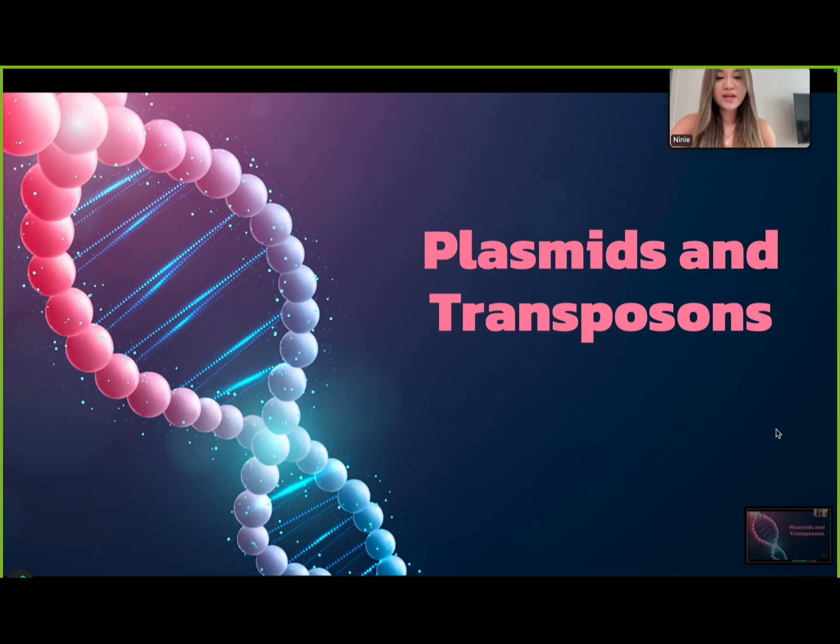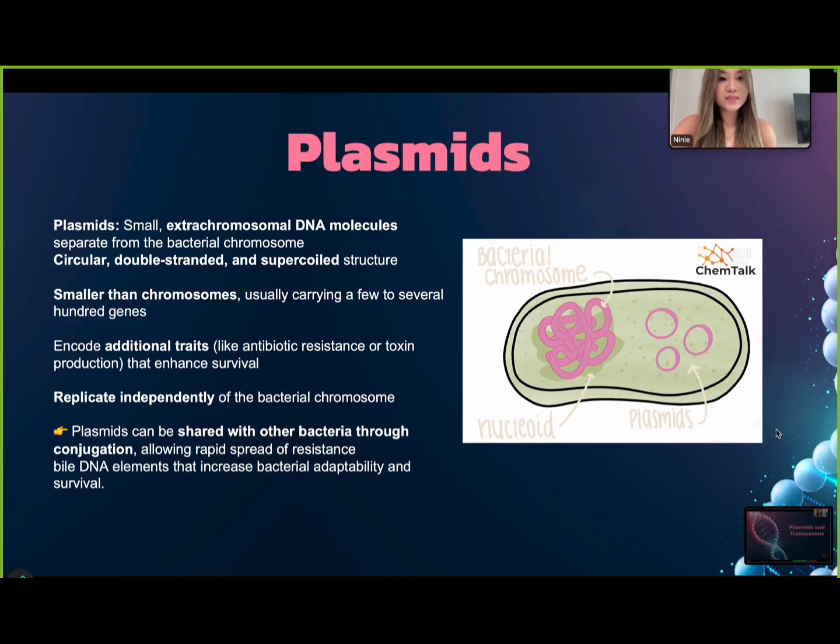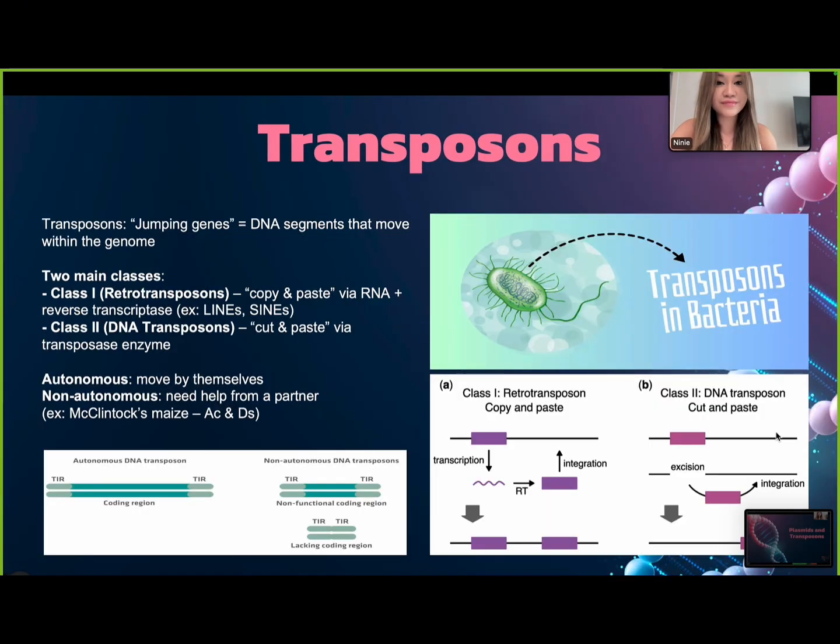Everybody, my name is Nhi Nguyen, and today I'll cover plasmids and transposons. So, what are plasmids? Plasmids are extrachromosomal DNA that exist separately from the chromosome inside a cell. They're circular, double-stranded, and supercoiled. They're important because they can carry up to several hundred genes that can code for extra traits, such as antibiotic resistance or toxin production. They also replicate independently, so that's why they can spread the resistance so fast from one bacterial cell to another one. Now I'm going to move on to transposons.